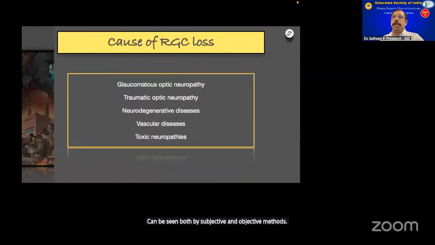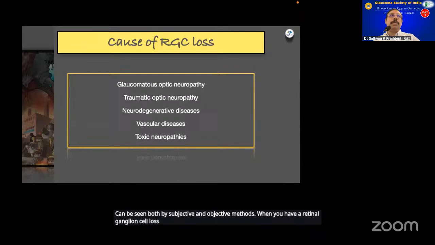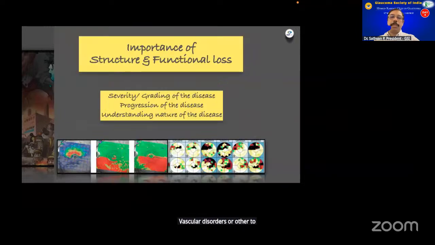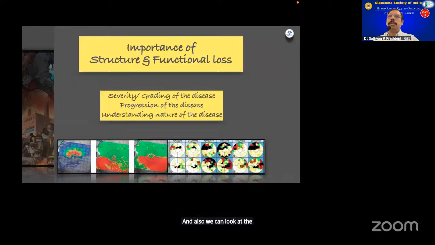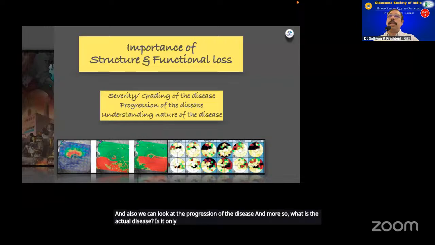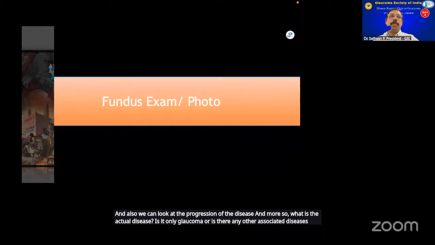When you have a retinal ganglion cell loss, it is not necessary that one has only a glaucomatous optic neuropathy. It may be because of traumatic optic neuropathy, neurodegenerative disorders, vascular disorders, or toxic optic neuropathy. So the importance is to understand what the structural damage is and what the functional loss is. It may help us to understand the severity of the disease, so it helps us in grading the disease. We can also look at the progression of the disease, and more so, what the actual disease is. Is it only glaucoma? Is there any other associated disease along with that? We can look at that.